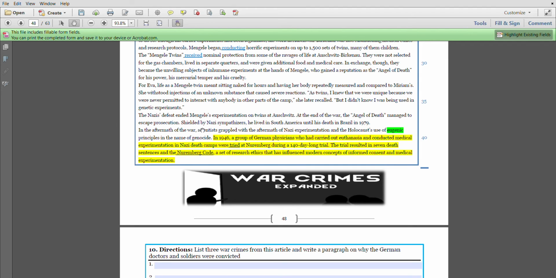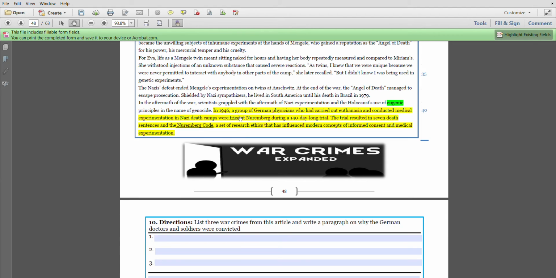In the aftermath of the war, scientists grappled with the aftermath of Nazi experimentation and the Holocaust use of eugenic principles in the name of genocide. In 1946, a group of German physicians who had carried out euthanasia and conducted medical experimentation in Nazi death camps were tried at Nuremberg during a 140-day-long trial. The trial resulted in 7 death sentences and the Nuremberg Code, a set of research ethics that has influenced modern concepts of informed consent and medical experimentation.